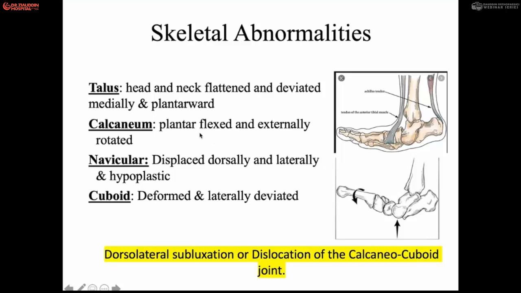The calcaneum is also plantar flexed but externally rotated, and the navicular is displaced dorsally and laterally, and it is also hypoplastic. The cuboid is deformed and laterally deviated, and it produces a reverse deformity of the club foot, with dorsolateral subluxation and dislocation of the calcaneocuboid joint. It usually produces lengthening on the medial side and shortening on the lateral side, and the equinus contracture is mostly because of the orientation of the talus, which is mostly vertical and fixed on the plantar surface.